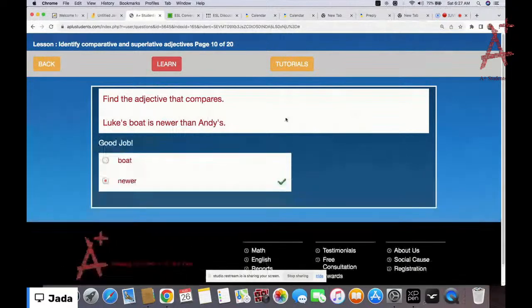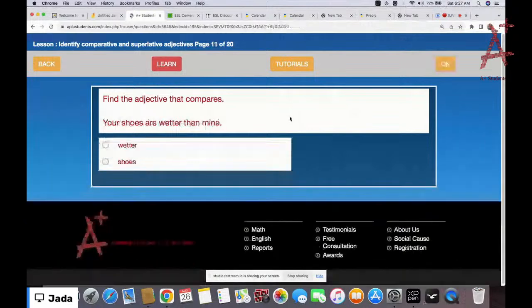Okay, so that's everything for identifying comparative and superlative. I hope that you can identify them. Okay, we'll move on to the last lesson for this chapter. Okay, and I hope that you can try to finish this all on your own.